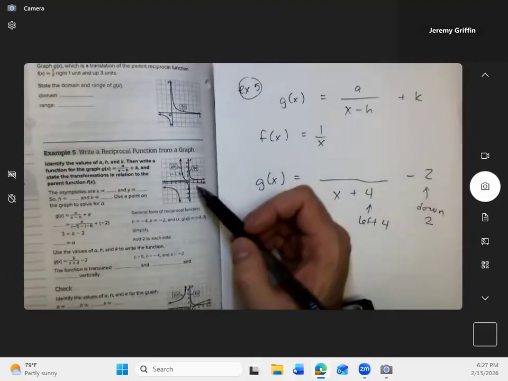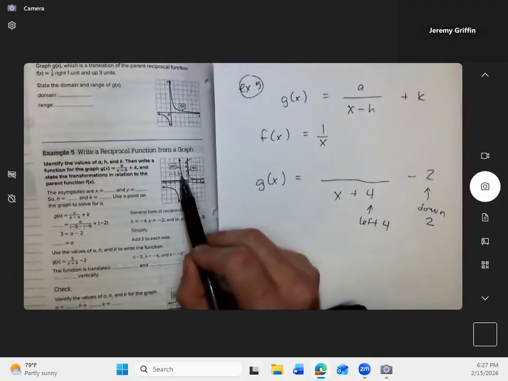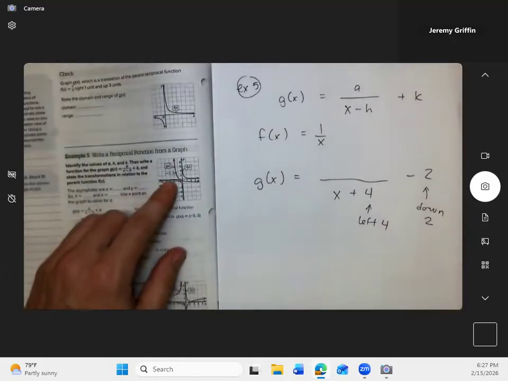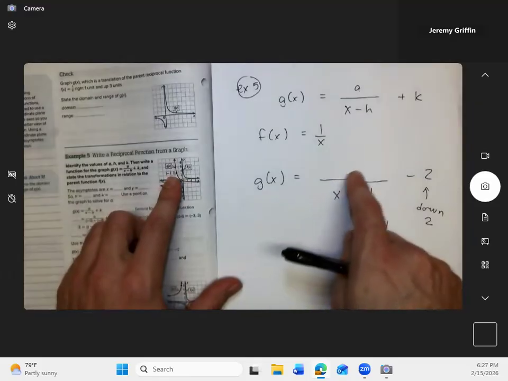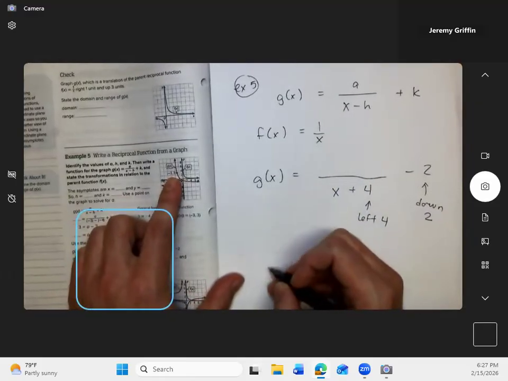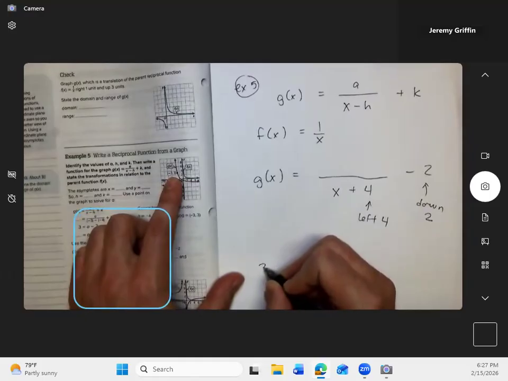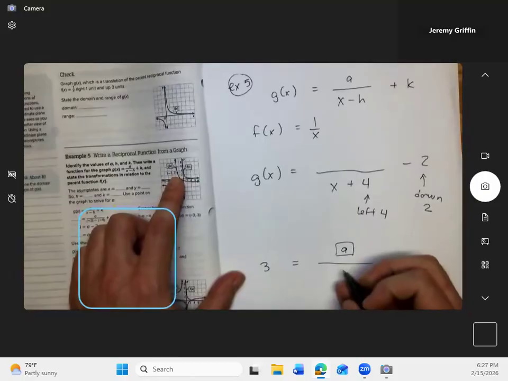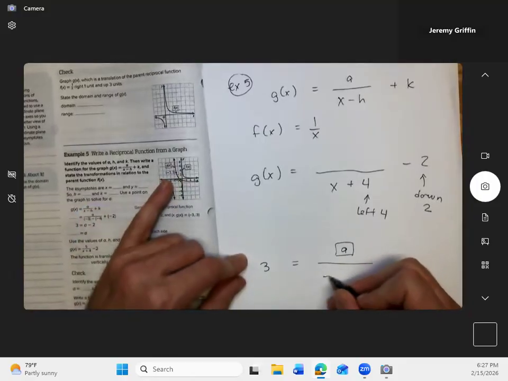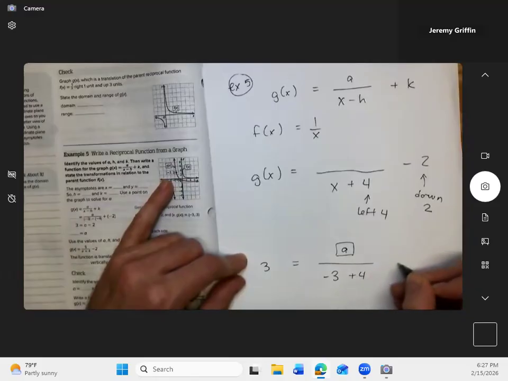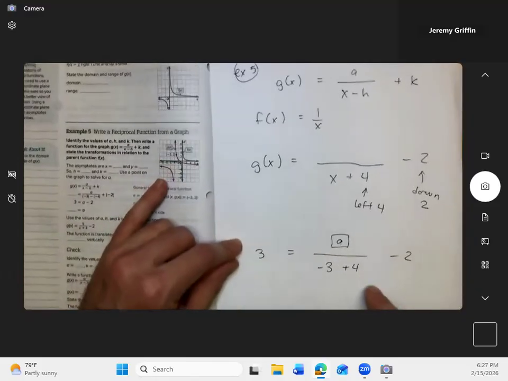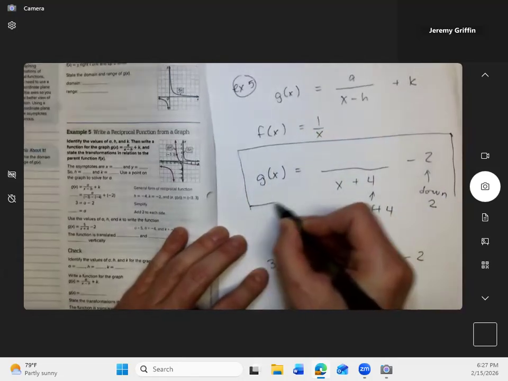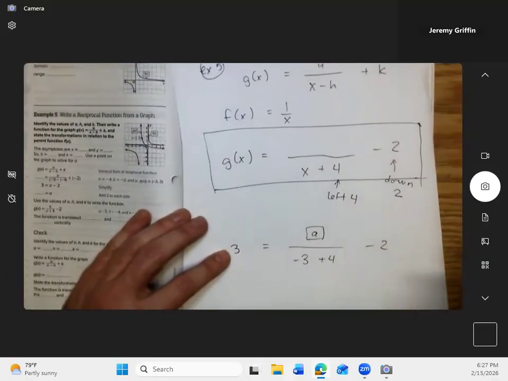So they gave us a point on the graph: -3, 3. One way to handle that is just plug in that coordinate and solve for a. So I'm going to solve it down here. The y value of 3 is equal to, now I'm going to solve for a, but this y value 3 shows up when you plug in -3 for x. They got +4 here and -2 here. Let's just solve for a, and then we'll have the answer. I'll go ahead and box it in, because as soon as we get this a value, that will eventually be the answer.